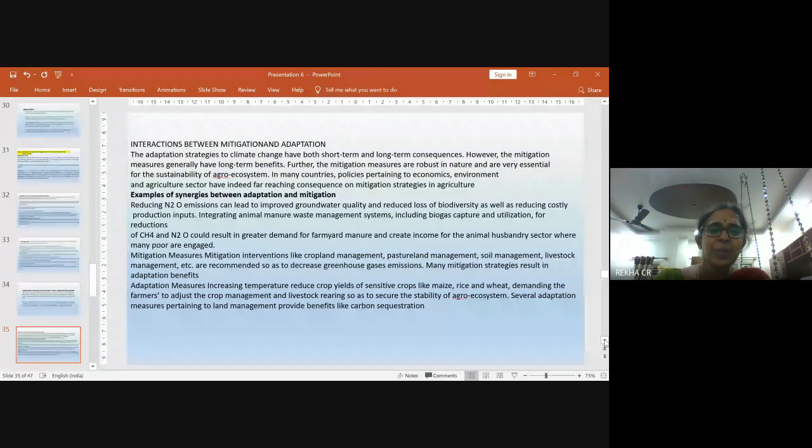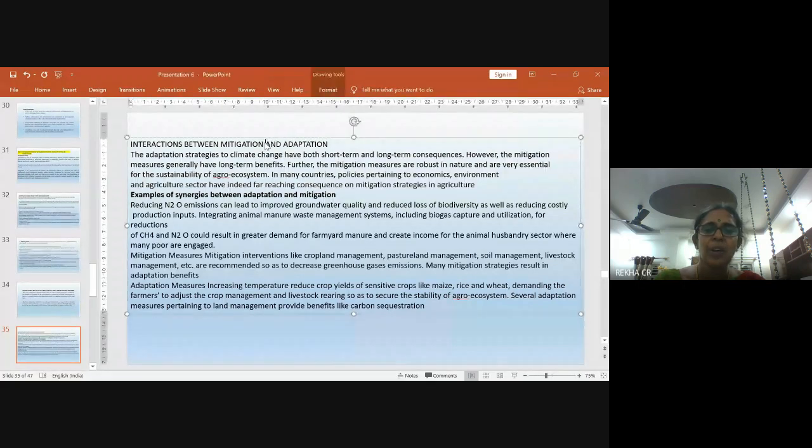So interaction between mitigation and adaptation. The adaptation strategies to climate change have both short-term and long-term consequences. Mitigation measures generally have long-term benefits, and in many countries the policies pertaining to economics, environment and agriculture sector have indeed far-reaching consequences on mitigation strategies in agriculture.